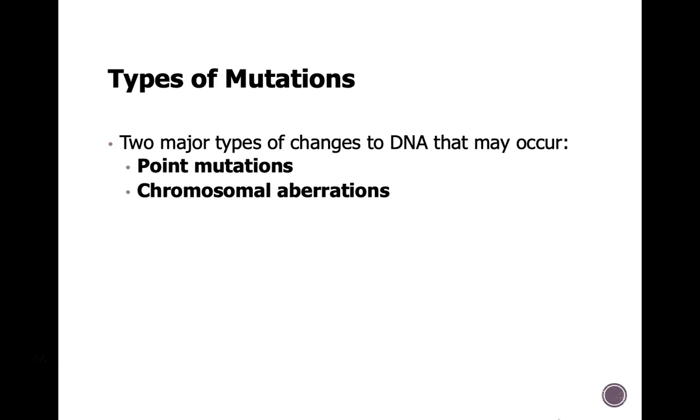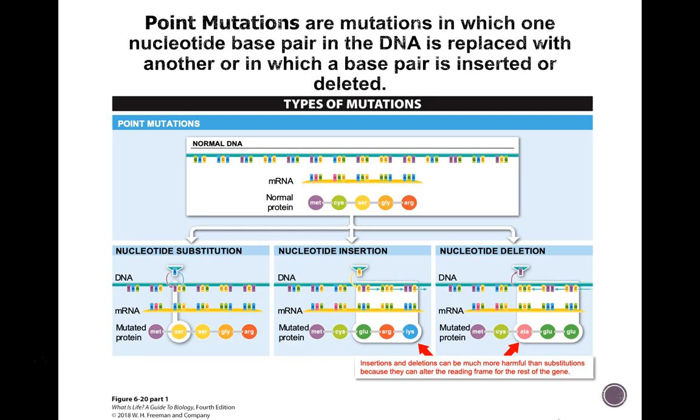So whether or not they occur in non-sex cells or in gametes, there are two major types of changes to the DNA that can occur. One is a point mutation, which is a change in a base pair. The other is a chromosomal aberration. So these are changes in the physical characteristics of a chromosome. So point mutations are changes to one or more nucleotides. Generally we think of this as replacing one nucleotide with another, but it can also be an insertion or deletion of one or more nucleotides.